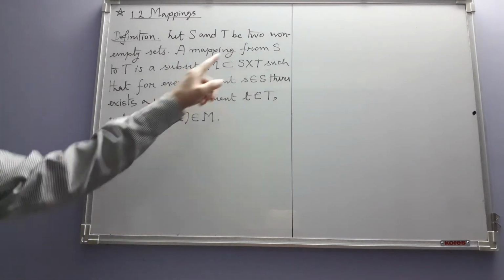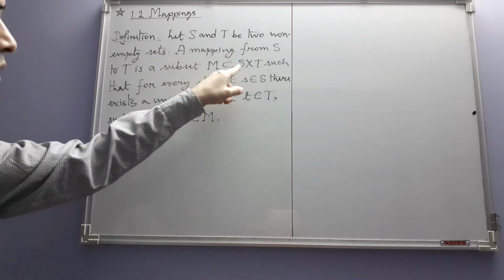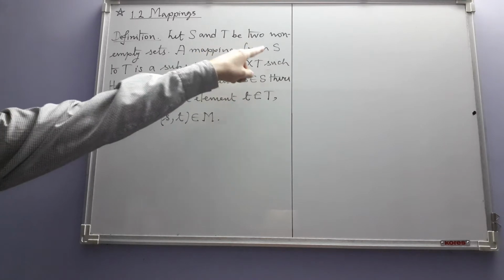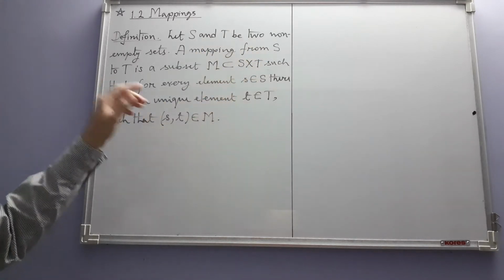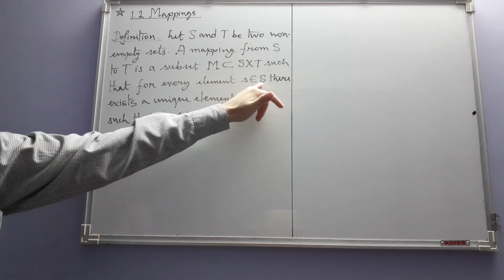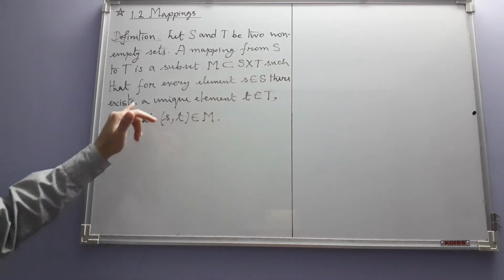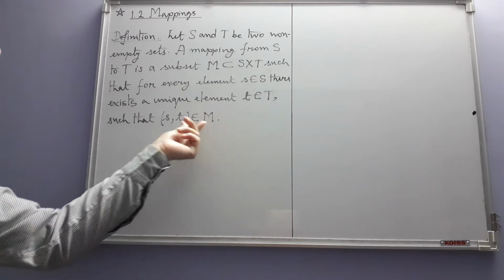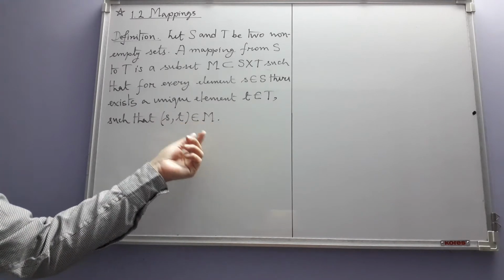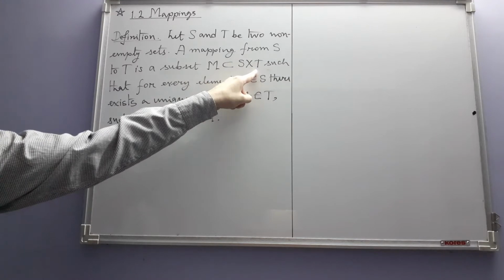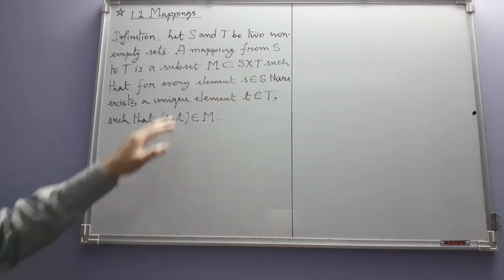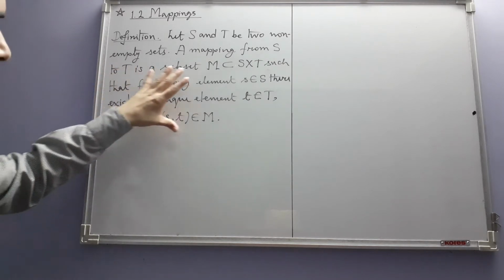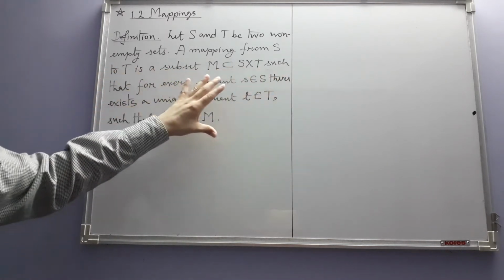So according to this definition, there are two sets S and T and both are non-empty, and we say that a subset of this Cartesian product S cross T is said to be a mapping from S to T if for every element in the first set there exists a unique element in the second set such that this ordered pair is in M. Note that this makes sense because S cross T has such ordered pairs. Now M will contain in particular those ordered pairs that satisfy this condition.